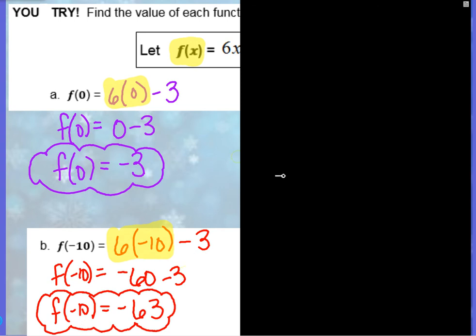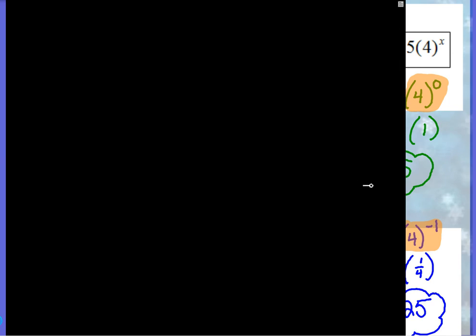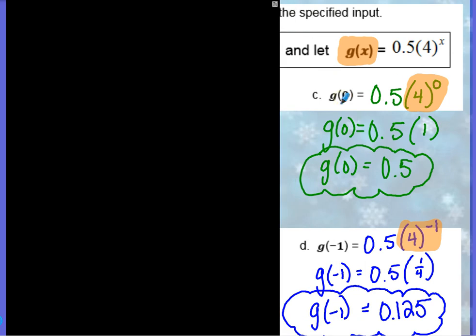I'm hoping you did the same thing for g of x and followed your order of operations. So let's see. When 0 is the input, you must do your exponents first. So 4 to the 0 power becomes 1. So we are doing 0.5 times 1. So when 0 is the input, 0.5 is the output.